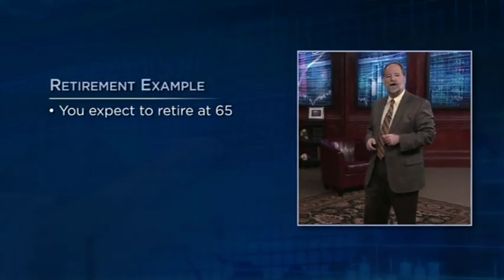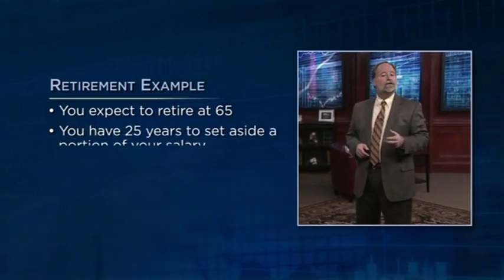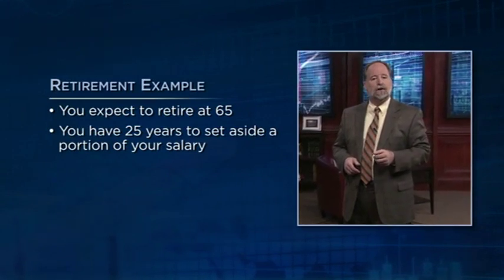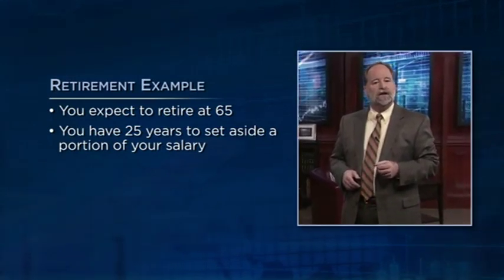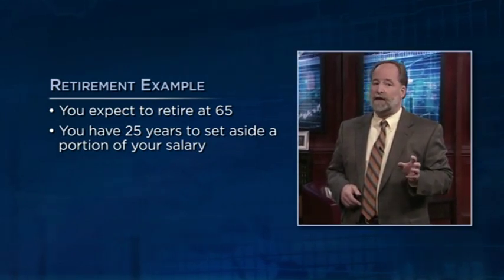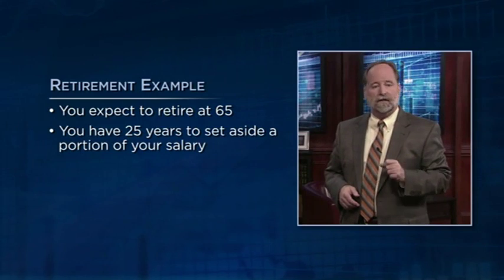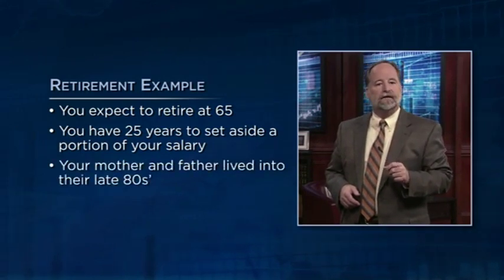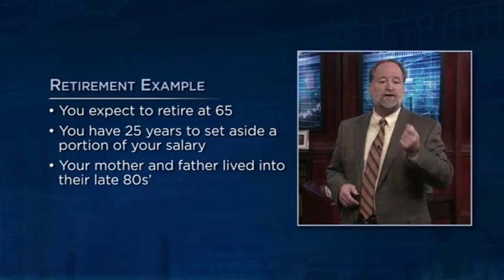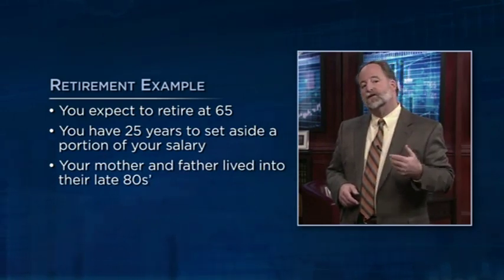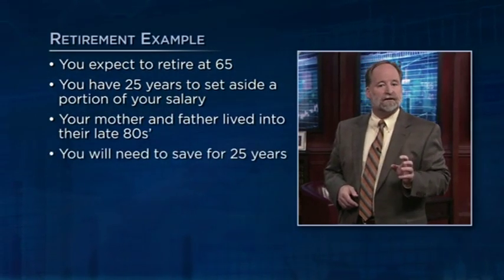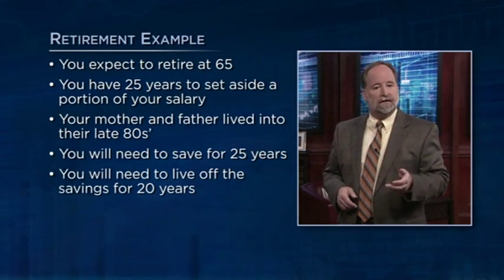Let's say you expect to retire at age 65. If you're 40 now, you have 25 years to set aside a portion of your salary. According to the Social Security Administration, if you're currently 40 years old, you are expected to live for another 38 years if you're a male and 42 years if you're a female. But let's say both your mother and father lived well into their late 80s. So since you want to make sure that you have enough, let's figure out if you live to be, say, 85. Thus, you're going to need to save for 25 years and then live off the savings for 20 years.